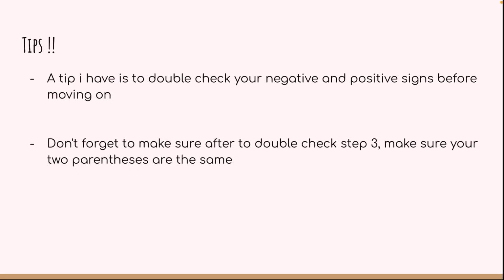Some tips are to double check your negative and positive signs, because if the answer is negative and somewhere in the problem you messed up, you won't get that answer. You'll probably get a whole different number. And also, don't forget to double check that both parentheses in one of the first steps after your GCF are the same, because if they are not the same, then you did something wrong and you should go back to double check.